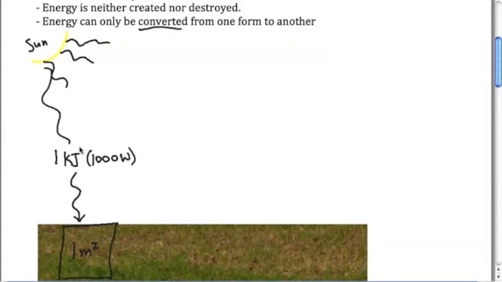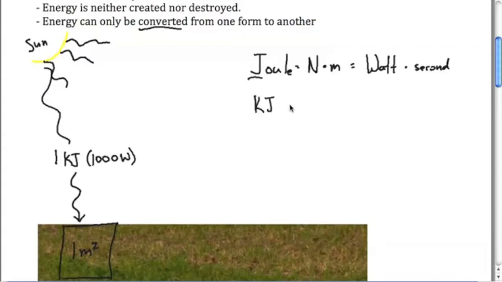Okay, so 1 kilojoule, or approximately 1,000 watts each second, is shining on each square meter of the Earth. Now, let's break down this unit of energy a little bit. The unit of energy we often talk about is the joule, with a capital J. A joule is a little complicated, but we can look at it in a couple of different ways. A joule usually is equal to the work done of moving 1 newton over the course of 1 meter, or it's also equal to the energy required to create 1 watt per second. A lot of you are actually pretty familiar with the kilojoule, although in the United States we usually refer to it as a calorie.